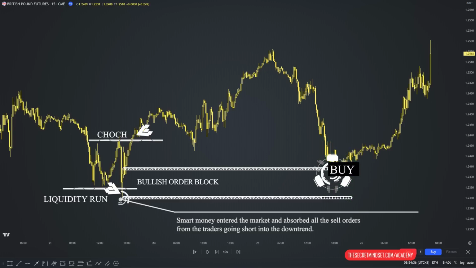If the banks didn't buy and the market fell below the order block, then they would be put at a loss on their positions and would have to liquidate their buy trades.